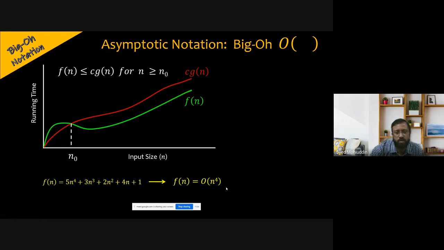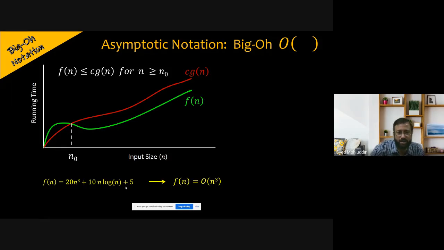Then suppose I have n cube plus 10 n log n plus 5. Is n log n smaller than n cube or greater than n cube? The degree of n in n log n is 1, n power 1. So n cube is always going to be higher than n log n. So what is the highest degree here? n cube. So we can say that f of n is big O of n cube, because the component 10 n log n plus 5 will have no significance.